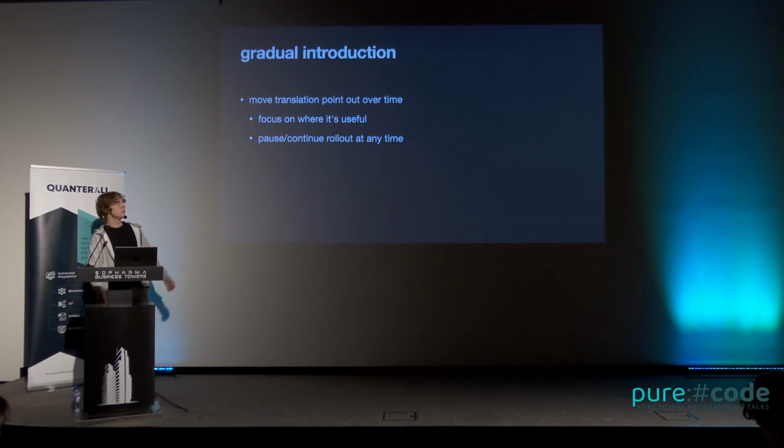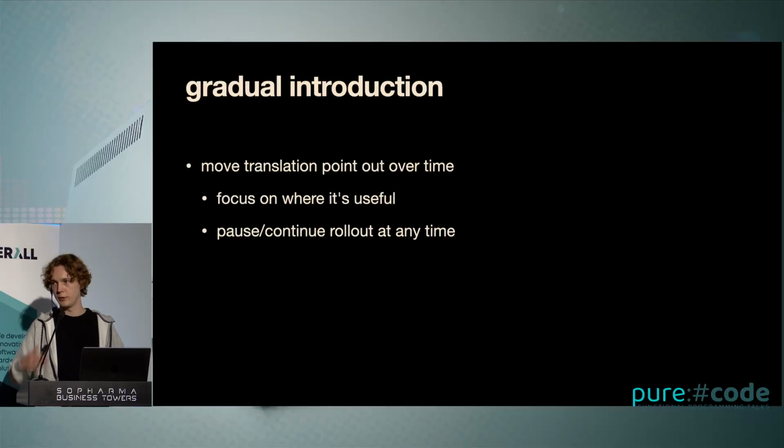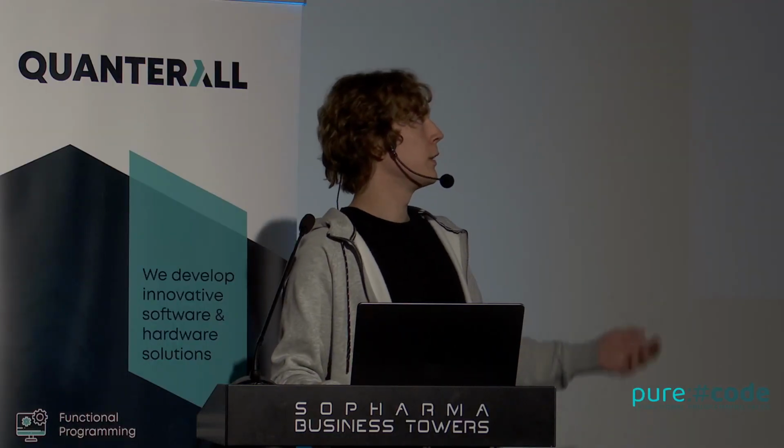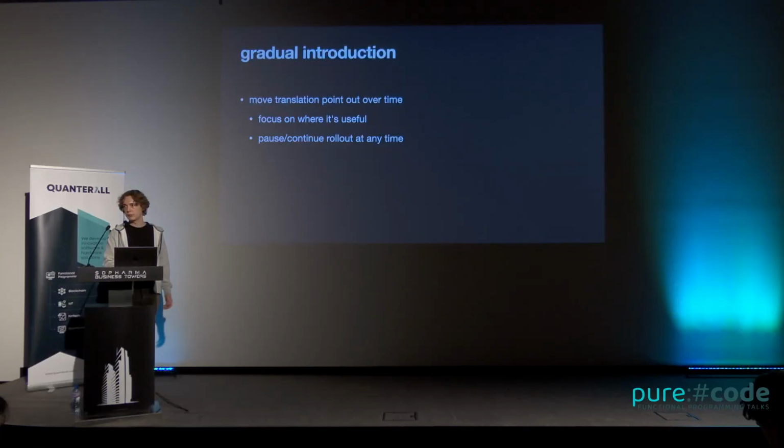And then, if it's useful, just move the border. Pick a new space in your code base to do this experiment again, or use the same area and just move where the translation boundary is. So you can pause this at any point and continue the rollout 3 months later if you find it useful. Or just stop, it's fine.